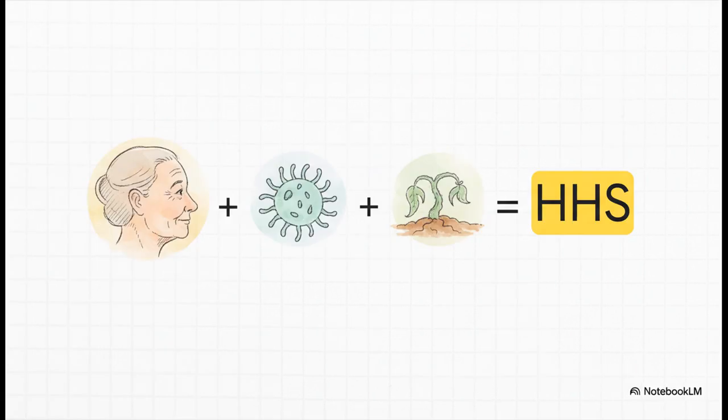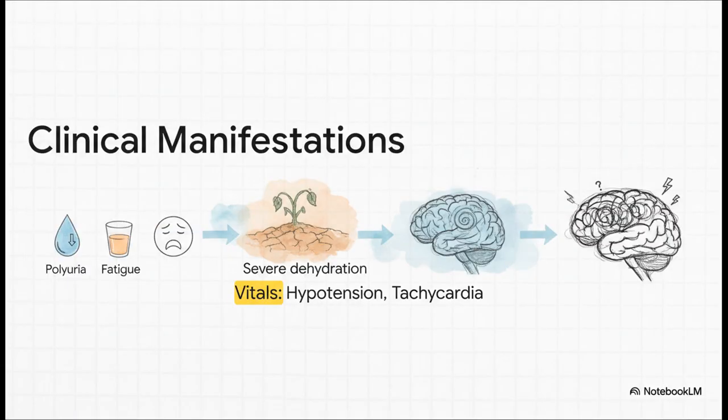This slide is basically the formula you need to burn into your memory. An older patient, plus an infection, plus dehydration. If you see those 3 things together in a test question, you should be thinking HHS, HHS, HHS. It's a huge clue. So what does this patient actually look like?